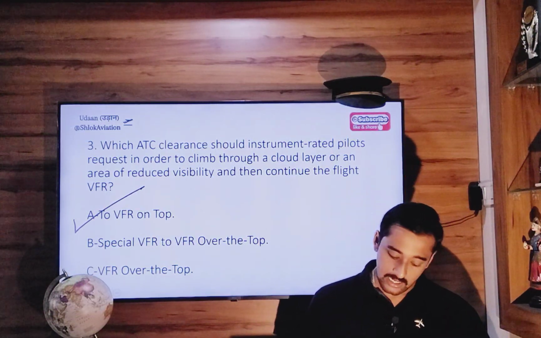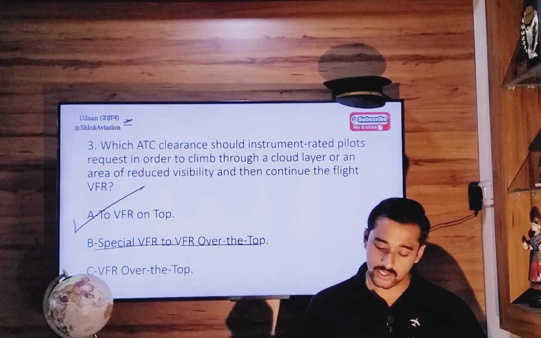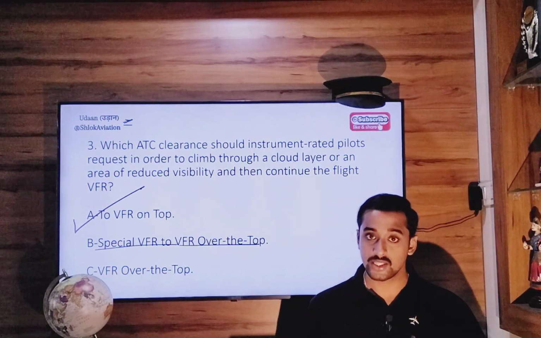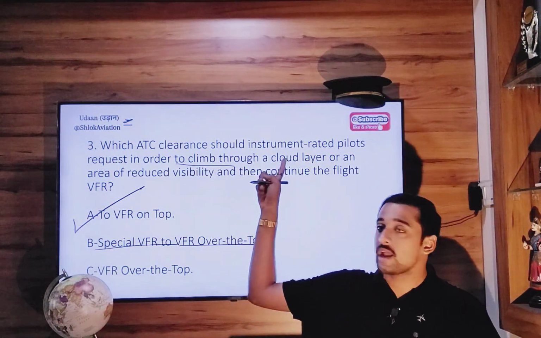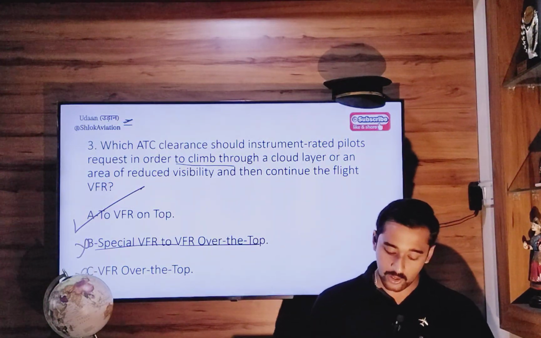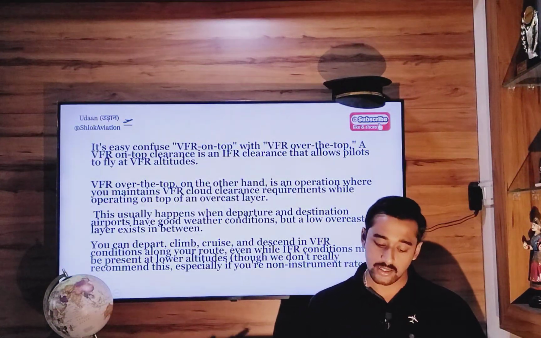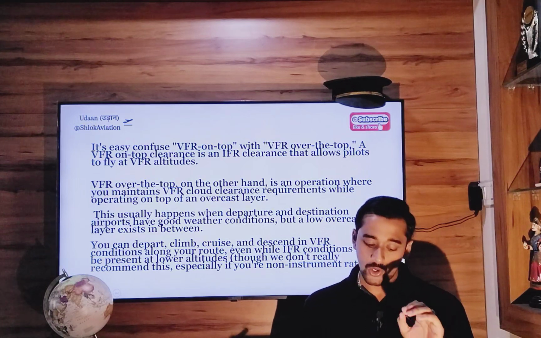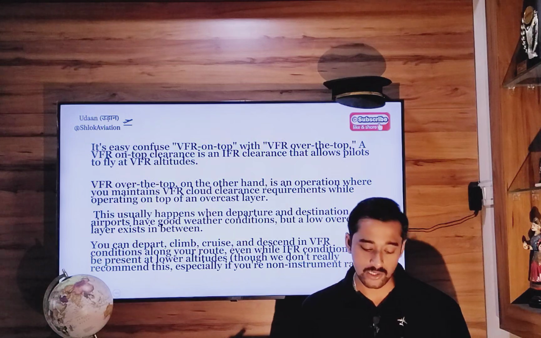Okay. Next, special VFR to VFR over the top. Now, special VFR clearance requires you to be clear of cloud, right? So you cannot fly through a cloud layer with a special VFR clearance. So that is wrong. Option C is also wrong because VFR over the top is different from VFR on top. How? Read this. It's easy to confuse VFR on top with VFR over the top. A VFR on top clearance is an IFR clearance that allows pilots to fly at VFR altitude, simple.